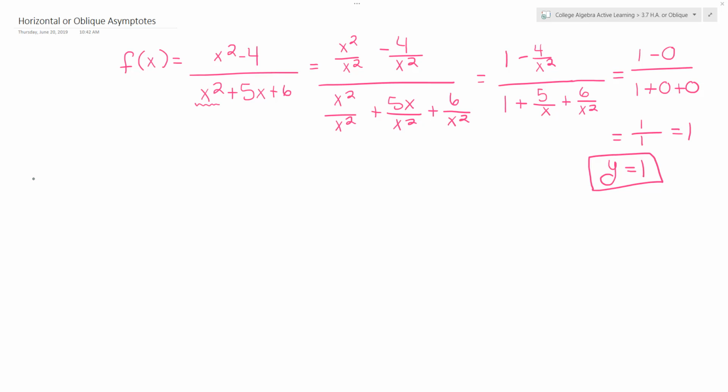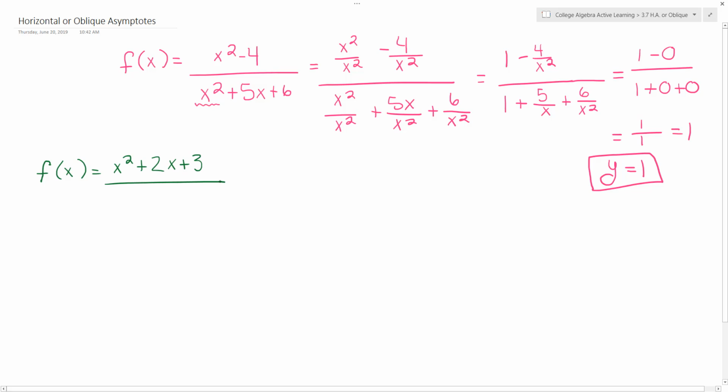We're going to go ahead and take a look at a second example. So we're going to look at the function f of x equals x squared plus 2x plus 3 divided by x cubed plus 2. Again, we're going to look at both the numerator and denominator and look for the highest power of x. And we can see that the highest power of x is x to the third. So we're going to take every term and divide it by x to the third.